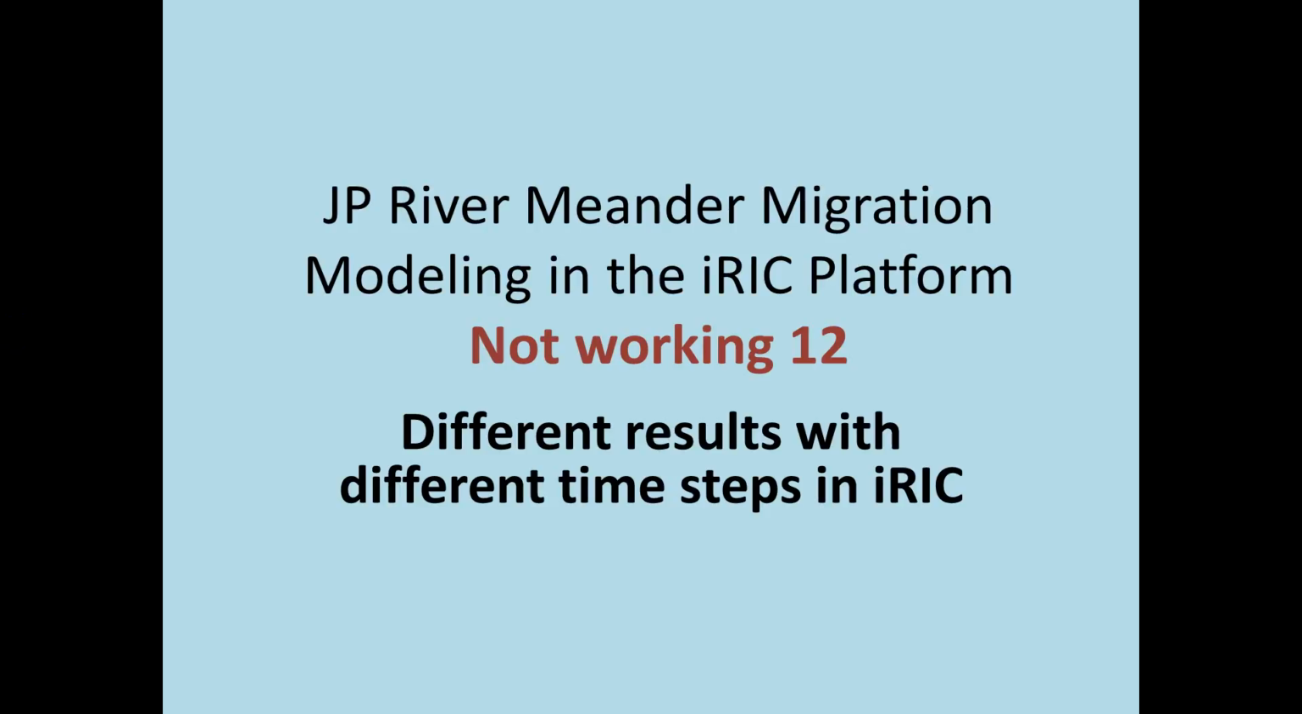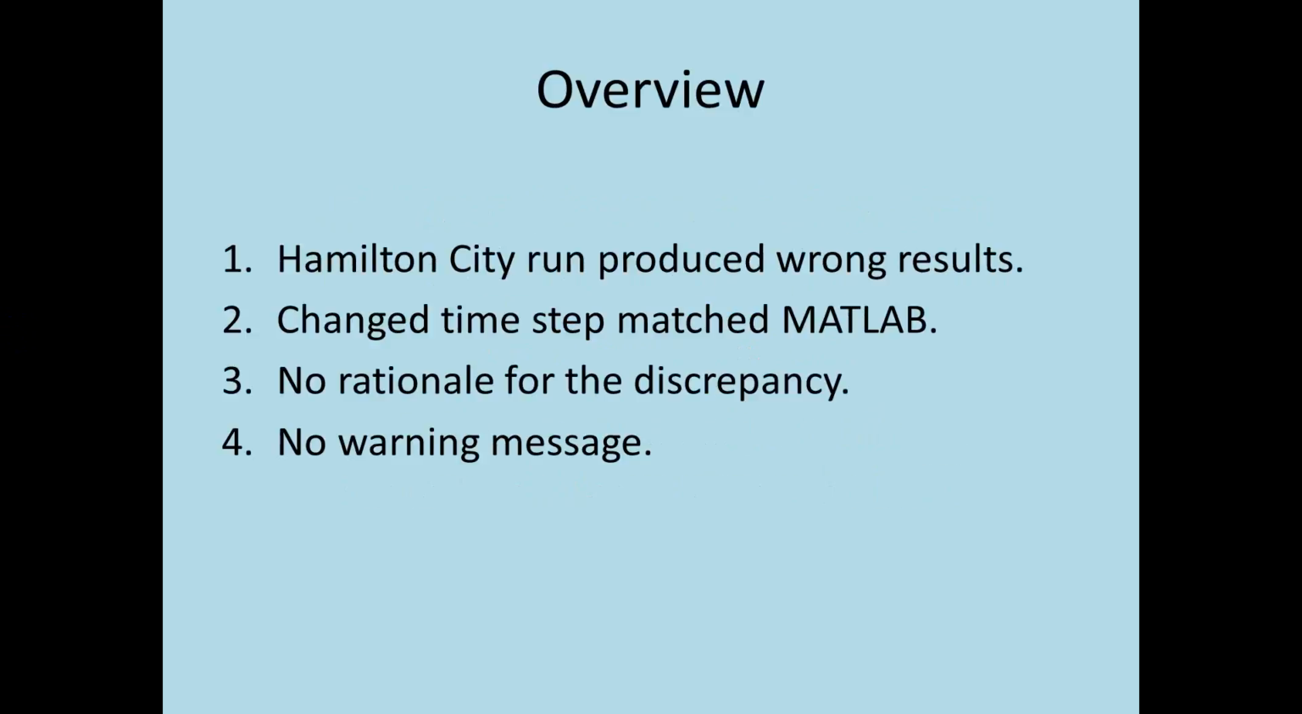Hi, this is video 12 for things not working, and it's called different results with different time steps in iRIC. I'm just going to give you a quick overview of the issues here. When we were running the reach called Hamilton City from the Sacramento River, we discovered that the iRIC code produced an erroneous result. Well, it was lucky for us, in one sense, that the results were silly. So it was clear that there was an error.